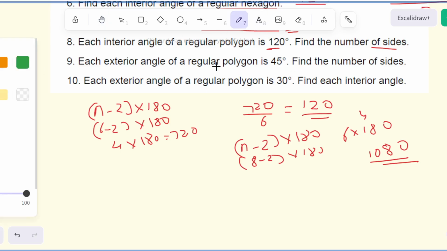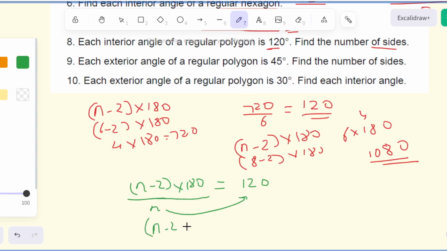So they have given you each interior angle. Our formula for each interior angle is (n minus 2) times 180 divided by n, which is given as 120, right? Take n to this side. So this will become n minus 2 times 180. Why don't we just take 180 to the other side? Because we have n also. Let's take that one to that side.